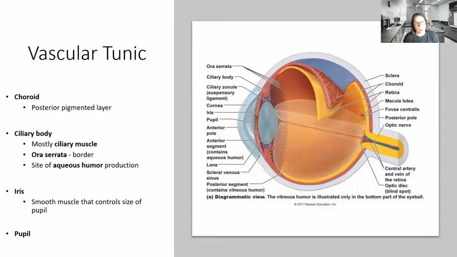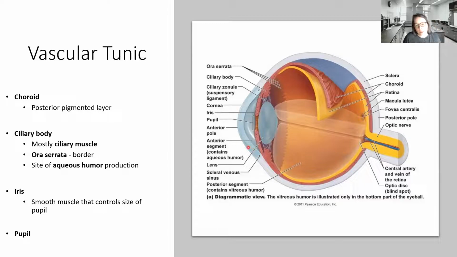The ciliary body is also an important region because it produces one of the two fluids of the eye. The fluid that circulates in the anterior portion of the eye is called the aqueous humor, and as its name dictates, it's very liquidy. It's produced here in the ciliary body, circulates through the anterior portion of the eye, and then is reabsorbed through these areas here called the scleral venous sinus.